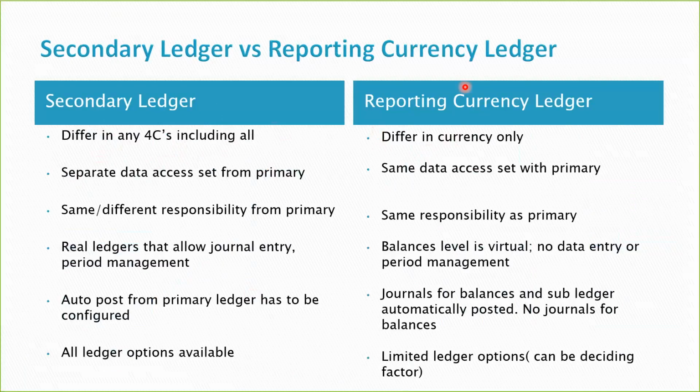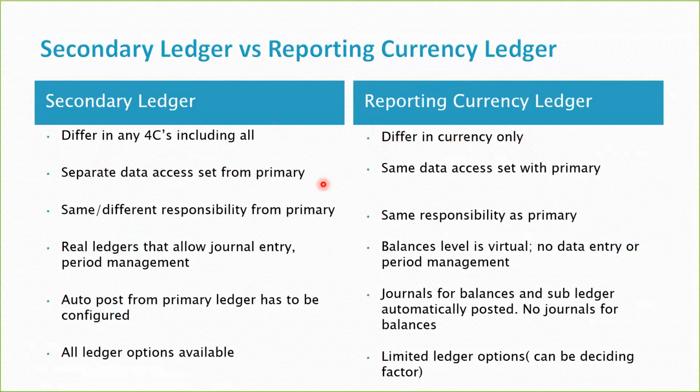The chart of accounts is shared with the primary ledger, so is the accounting calendar, and so is the accounting convention. So the only thing that can be different between the reporting currency ledger and the primary ledger is the functional currency, which is not the case with the secondary ledger.